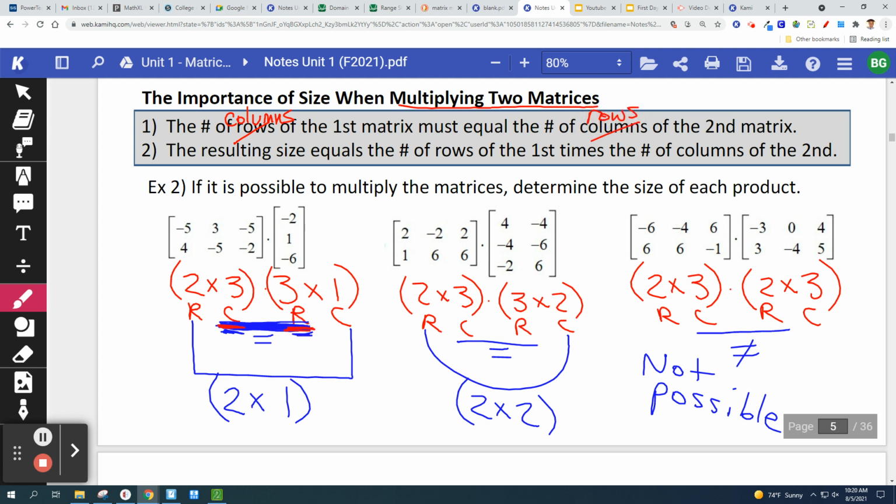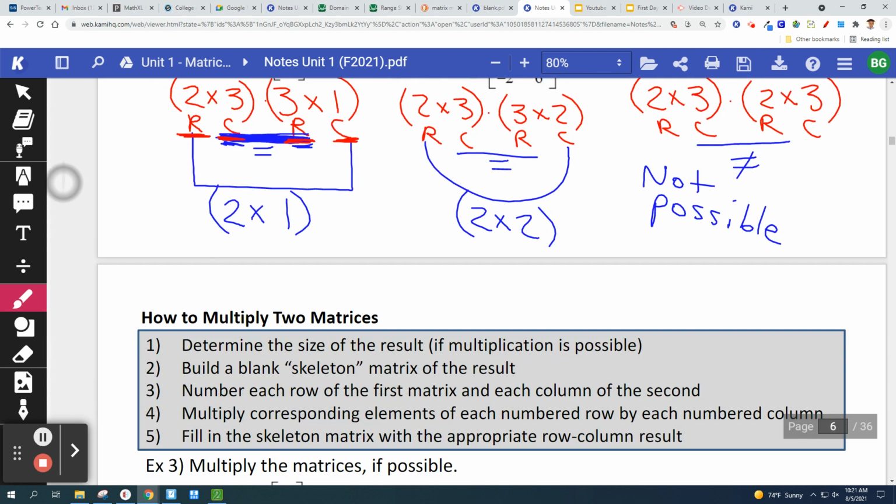Now that's going to work. The resulting size equals the number of rows of the first times the number of columns of the second. Okay, now it's right. If you fix that typo, fix my mistake, now that works. That's the rule. But you don't want to look at the words, just look at the example. The two inner dimensions have to be the same, and the two outer dimensions are going to be the size of the answer. That's how it's going to work.